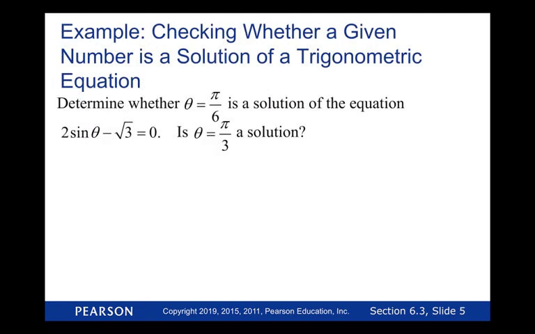In this example, we're asked to determine whether theta equals pi over 6 is a solution of this equation. Is theta equals pi over 3 a solution? So in order for these to be a solution, what should be the case? It says determine whether theta equals pi over 6 is a solution. Also, is theta equals pi over 3 a solution? If it is a solution, what does that mean? It should make it true, right? If we plug these into the original, it should be true. If it's not, then it's not a solution.